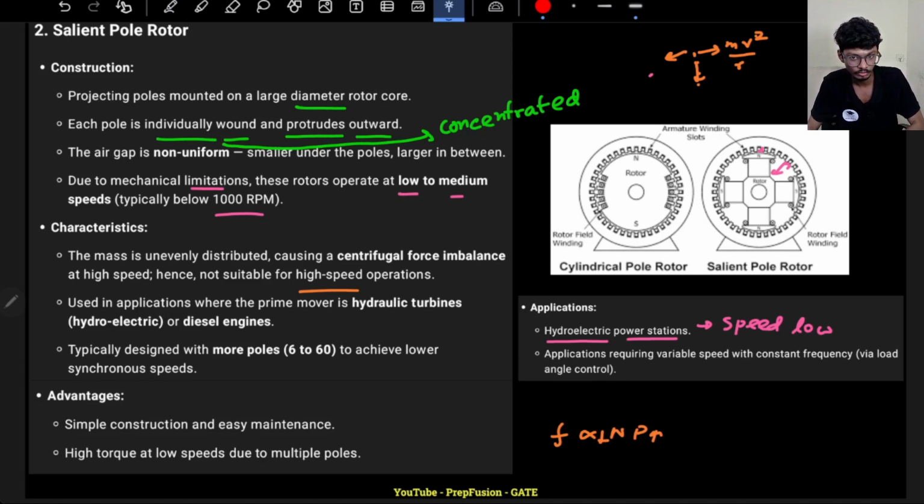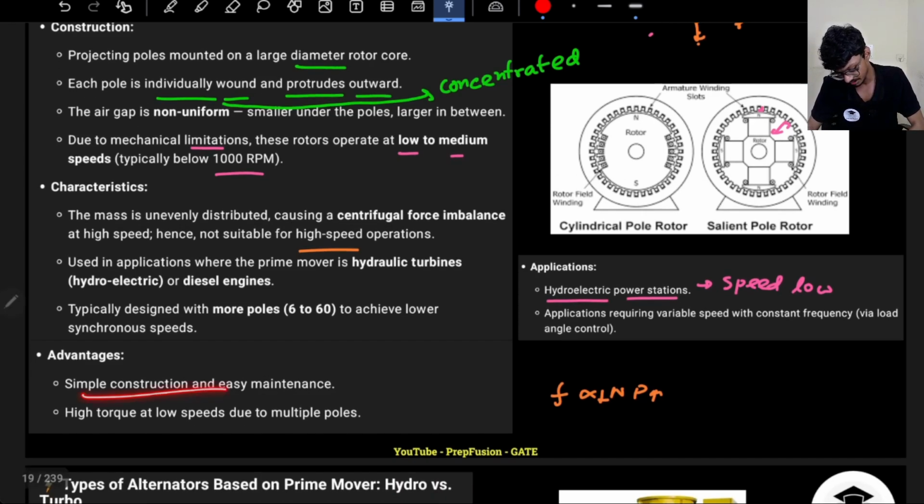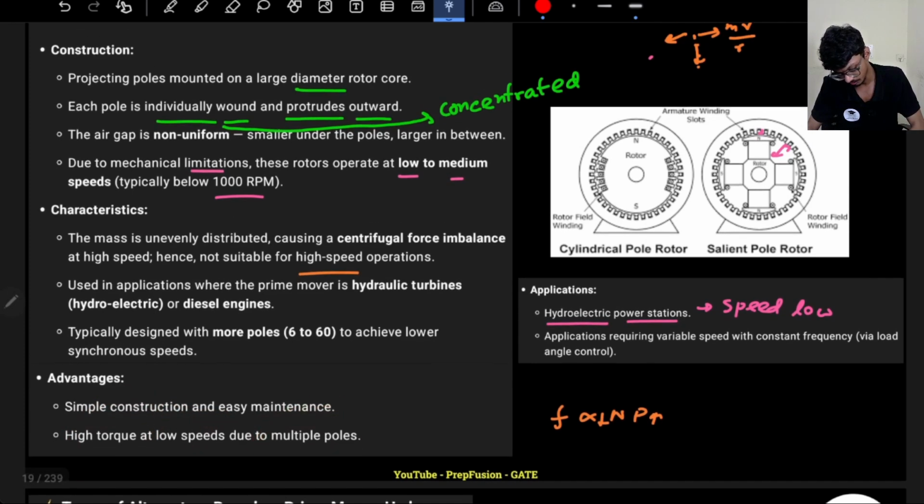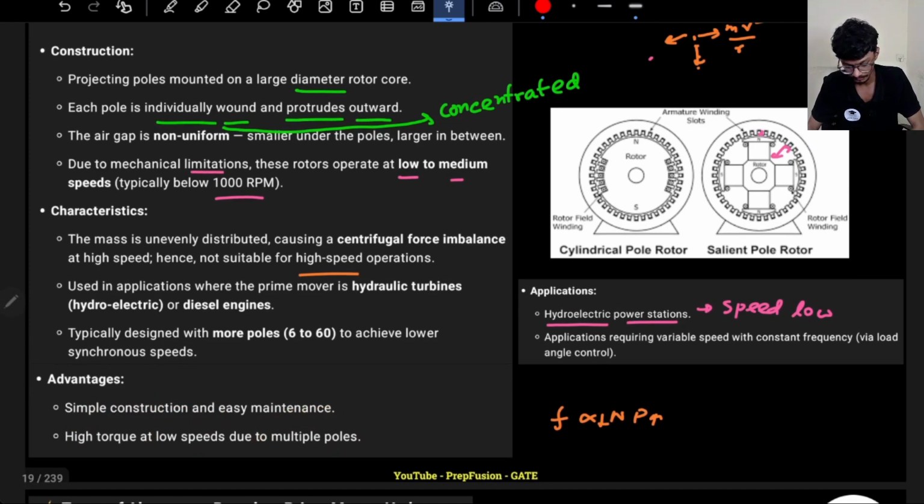So in salient pole rotors, the number of poles will be higher than in non-salient pole rotors, that is, the cylindrical rotors. It has simple construction, is easy to maintain, and gives high torque at low speed due to multiple poles. If multiple poles are there, torque will be higher at low speeds.